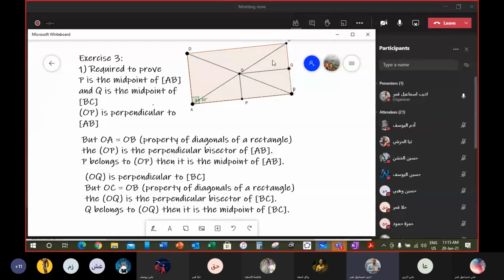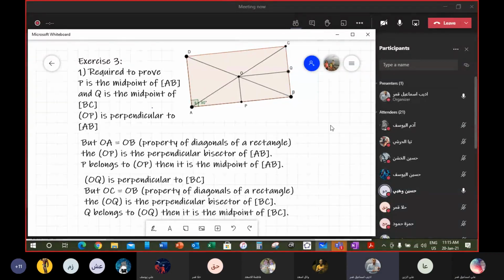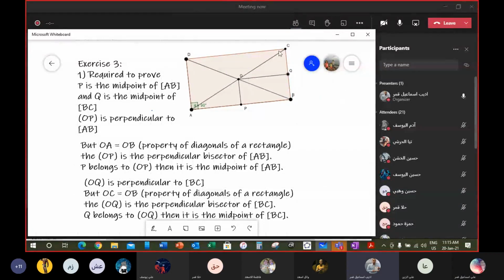The same as here. We have, in the two right triangles OCQ and OBQ, both right triangles, OB equal to OC, property of diagonals of a rectangle, and OQ is a common side. Therefore these two right triangles are congruent by the case HL, and so QC equals QB, homologous sides. We understood this part. Write whichever method you want.